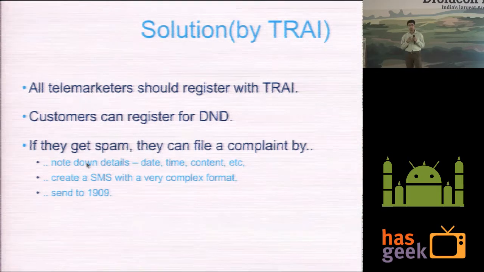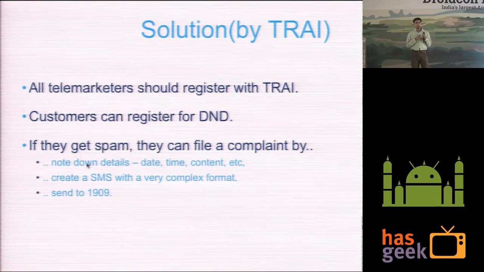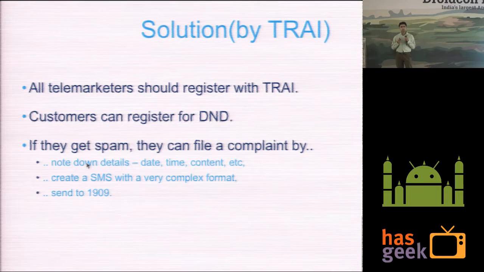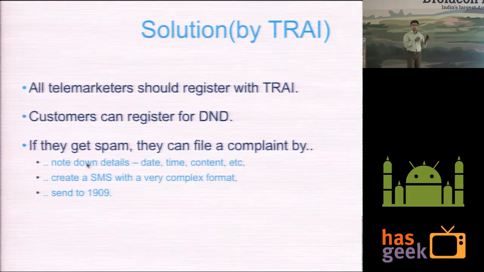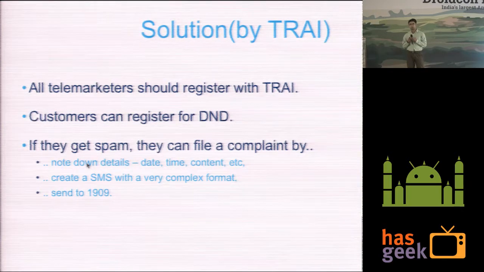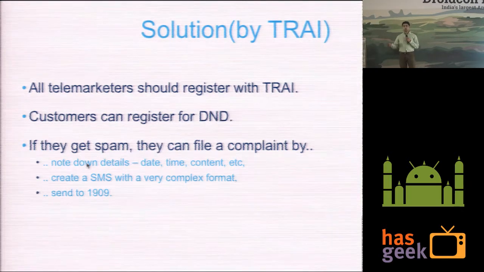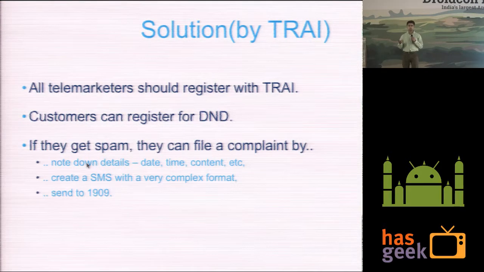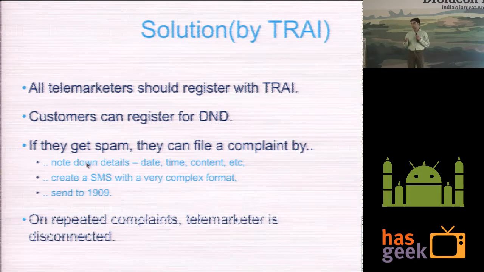He had to collect three pieces of information. One, the content of the SMS, the time and date of the SMS, and the number of the SMS, right? And he has to collect all this information into a very complex string and then send the string to 1909. And on repeated reportings of this telemarketer, the number was disconnected.